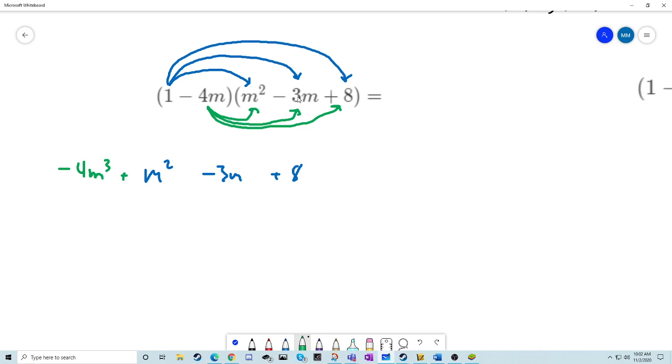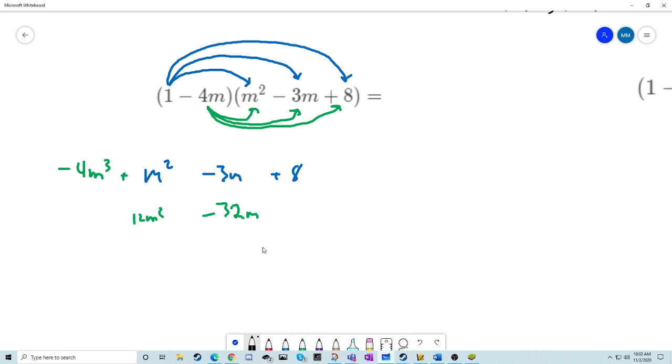Negative 4m times negative 3m is, let's see, 12m squared. That's like terms, so I'll just put it underneath, because we'll just combine them at the end. And then negative 4m times 8, the negative times the positive is a negative, so we end up with negative 32. I put it underneath again because it just has one m, so those will be like terms.